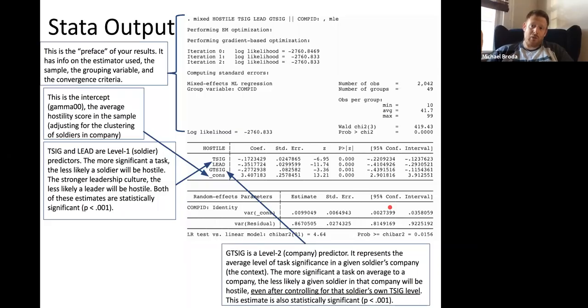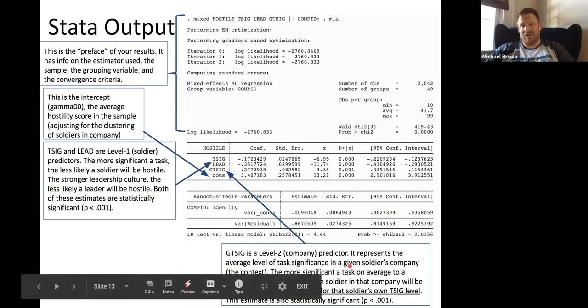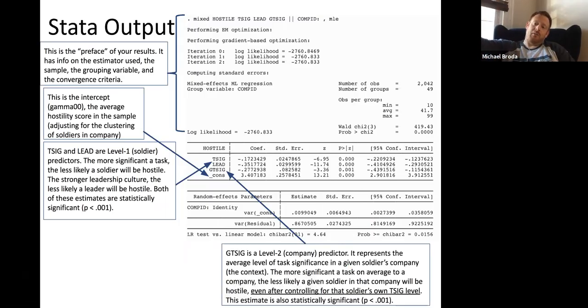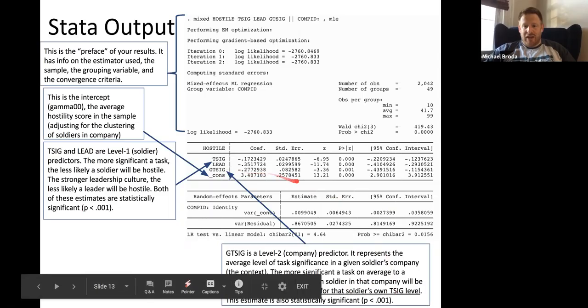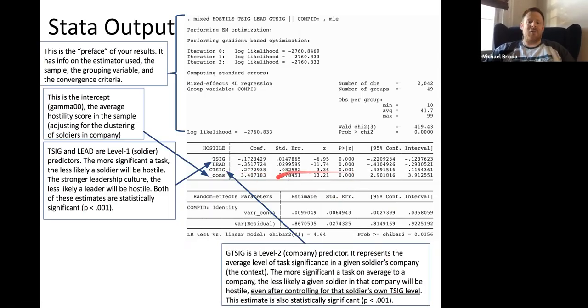But now we're getting a little bit further into the weeds because we have this GT-SIG predictor, which is actually task significance at the whole company, at the company level. And all we've done is we've taken the individual responses and we've aggregated them up by taking the mean within each company. And now we have a group level predictor. And the cool thing is the group level predictor is also very, very significant. So assuming controlling for leadership and task significance at the individual level, right? So we've accounted for all that.